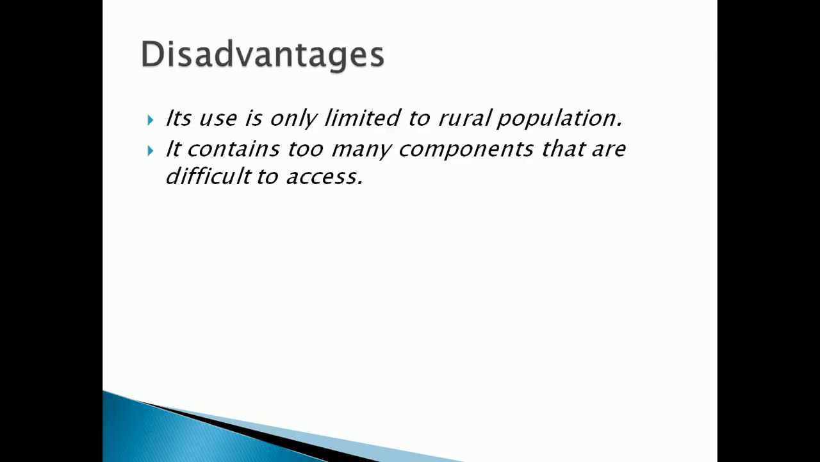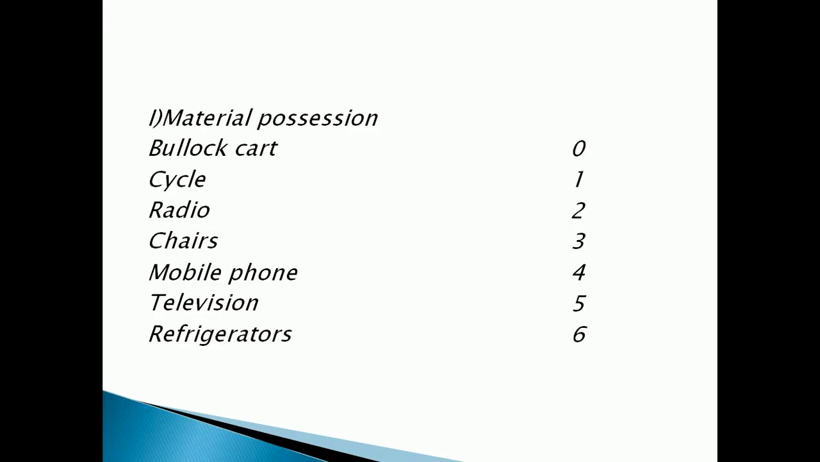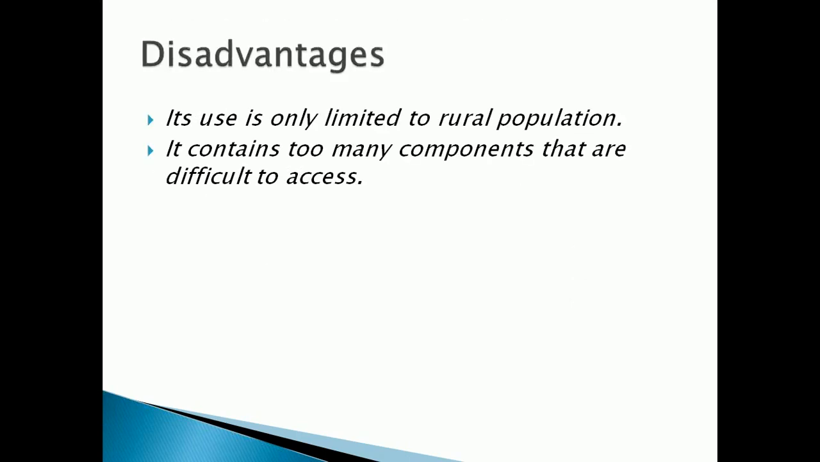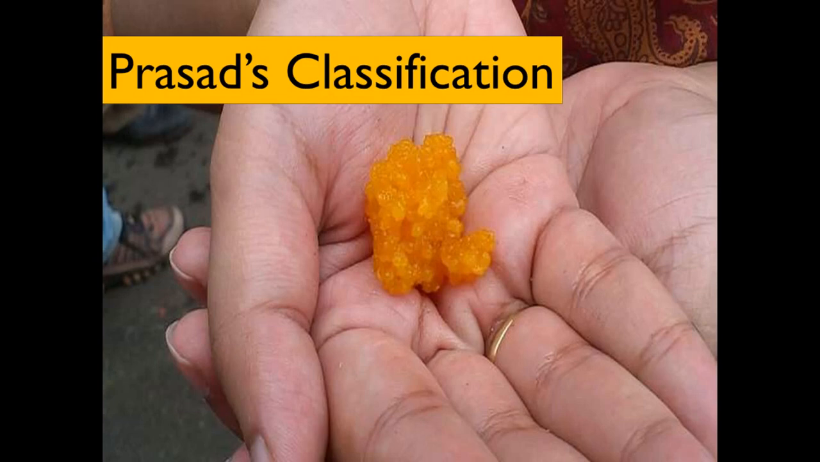So the disadvantage of this particular Udai Pareek scale is that it is limited to the rural population. We cannot use it in the urban population. Why? Because urban people do not have animal husbandry, some also have no land, or the social factors which we discussed. So it contains too many components that are difficult to assess. That is another disadvantage. So coming to Prasad's classification.